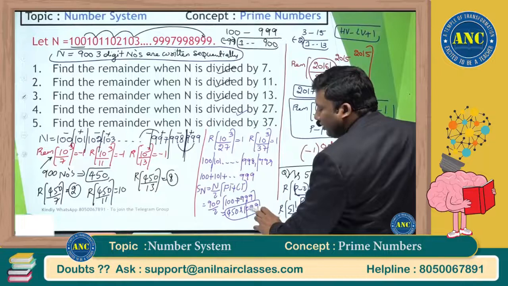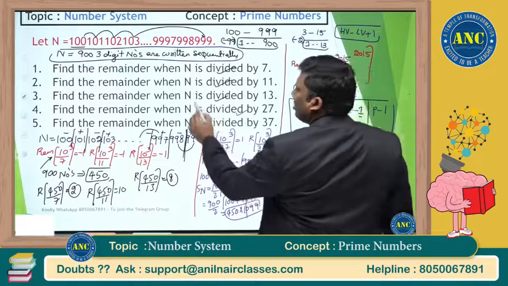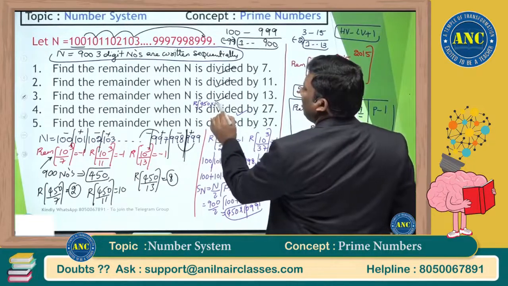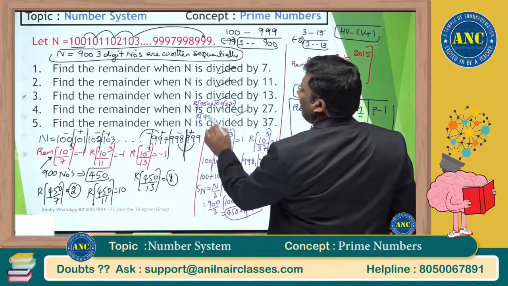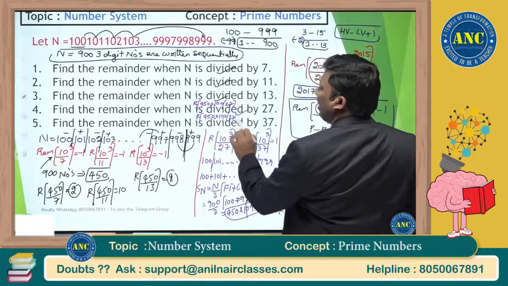Again take a group of 3 digits and add. 99 plus 1, 100. So these are nothing but 450 into 100 by 27. This is 450 into 100 by 37. I hope the idea is clear.